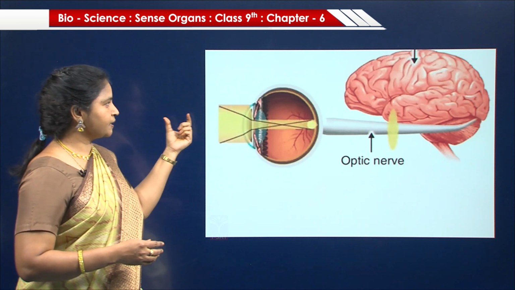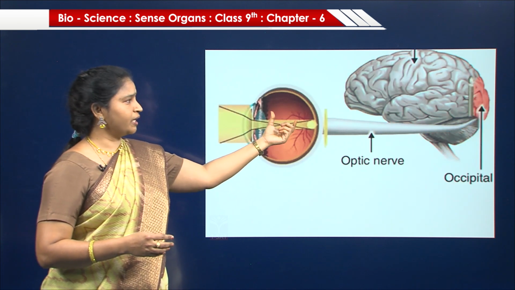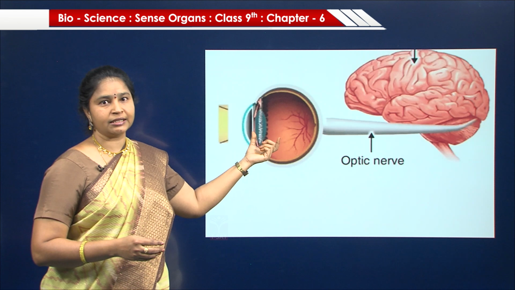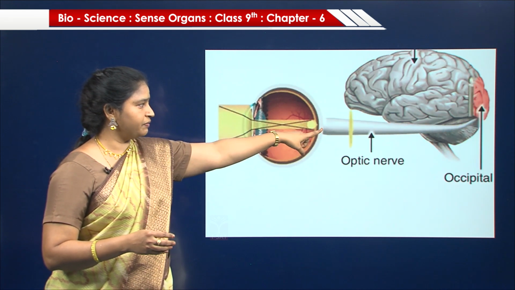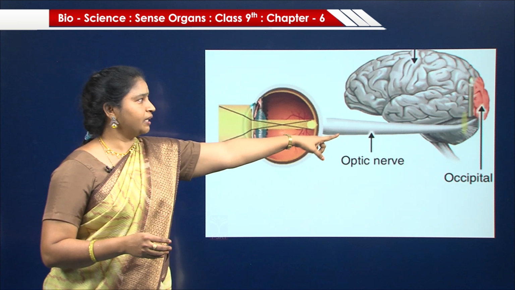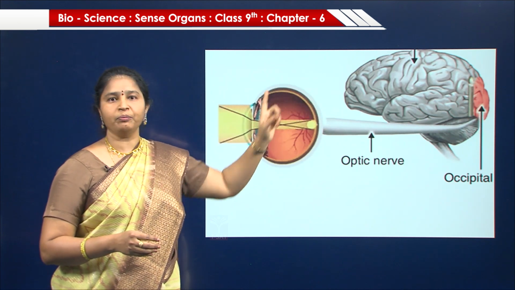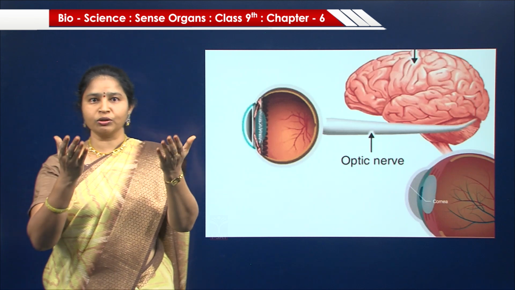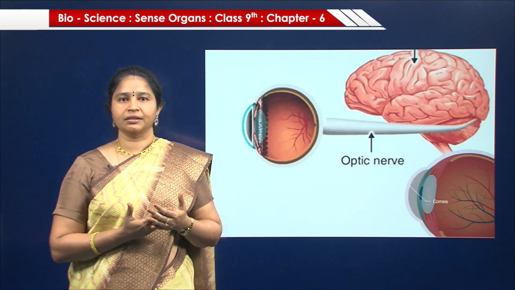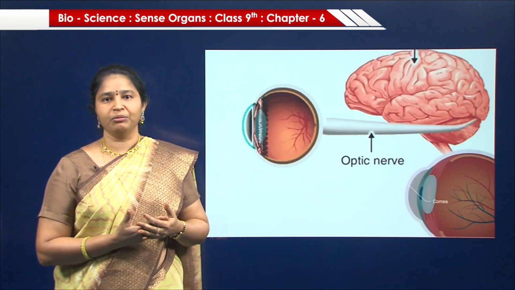When the image is recorded on the retina, the cells convert the information into electrical signals. Those electrical signals are given to the optic nerve. The optic nerve gives that information to the brain. The brain receives that information, analyzes it and shows the picture which is in front of us. That is how we see the images.